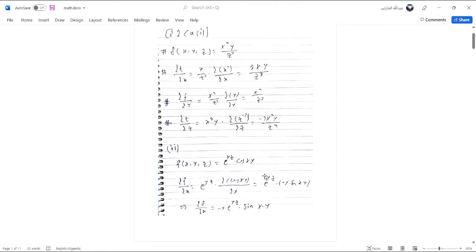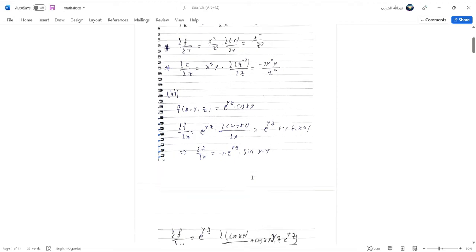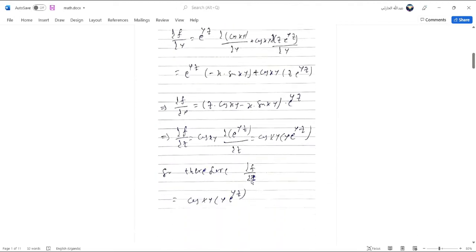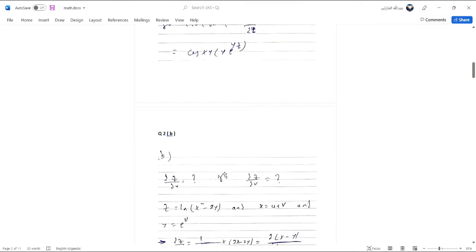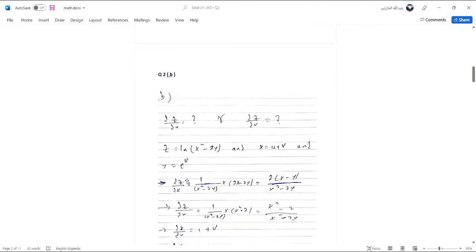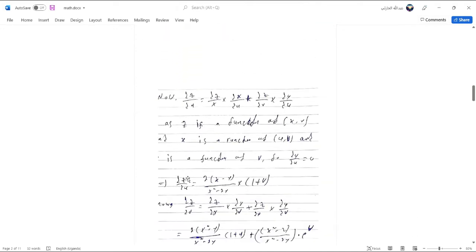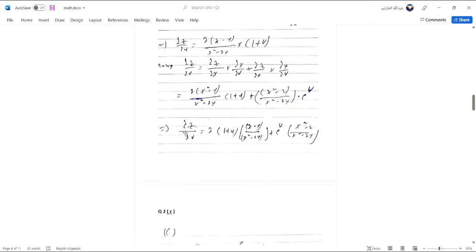So in part II, we did the steps and the method, and after all the steps it equals cosine xy times y, e raised to y times z. So in the question 2, we have to apply the chain rule, if z equals ln of x squared minus 2y, and x equals u plus v, and y equals e raised to v. We do these steps and method, and lastly we find the answer as you see in front of you, 2 times 1 plus u. As you see, we can continue reading this one.